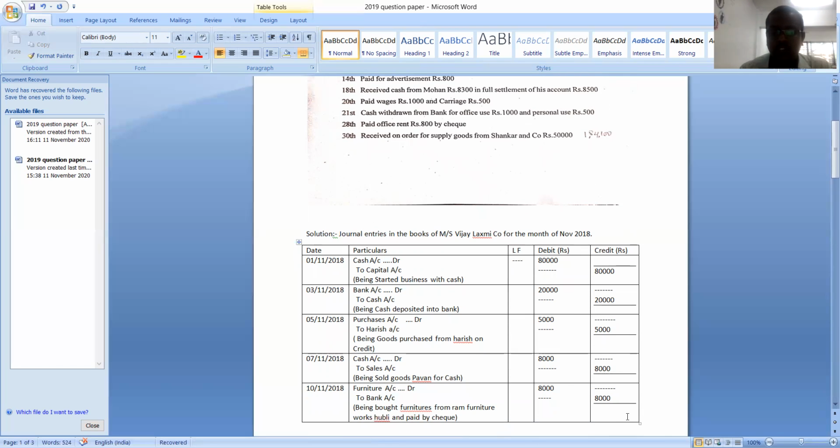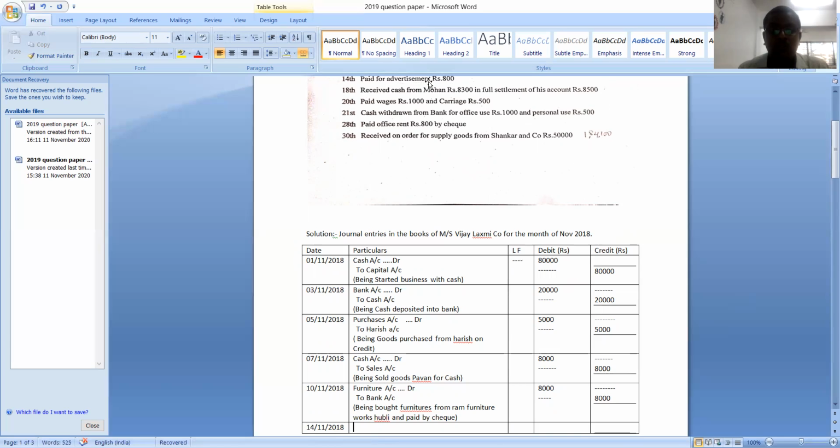What is the transaction? It is dated on 14th. So let us write the date first. 14/11/2018. What is the transaction? Paid for advertisement rupees 800.